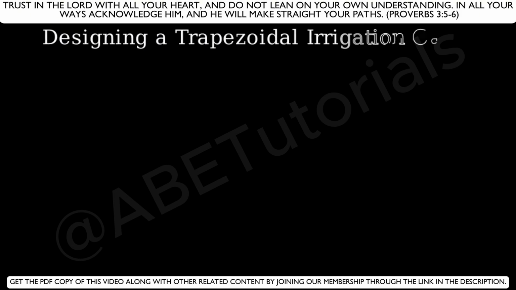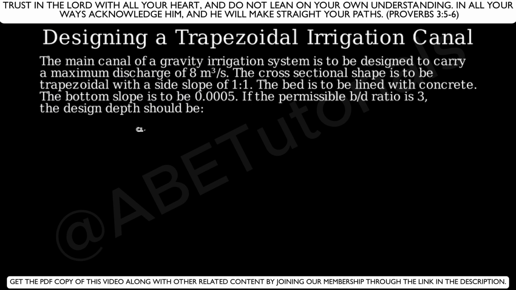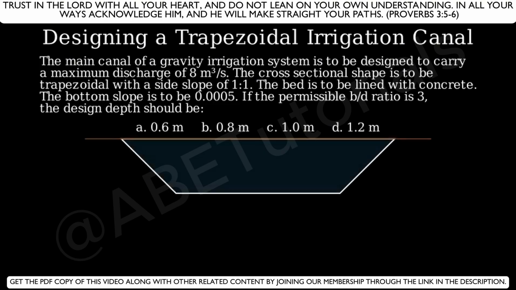Welcome to this engineering hydrology lesson. Today, we're going to solve a problem about designing a trapezoidal irrigation canal. Let's start by visualizing what a trapezoidal canal looks like. A trapezoidal canal, as the name suggests, has a cross-section in the shape of a trapezoid.